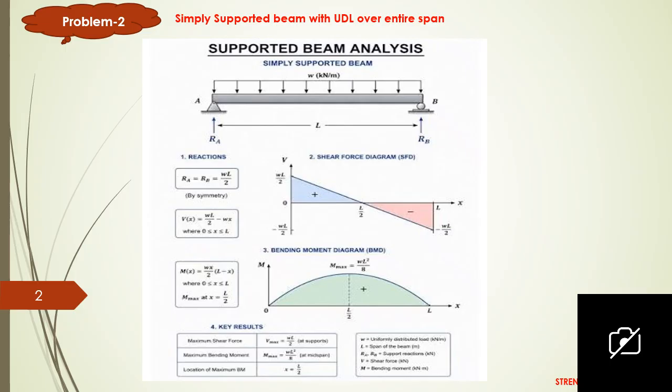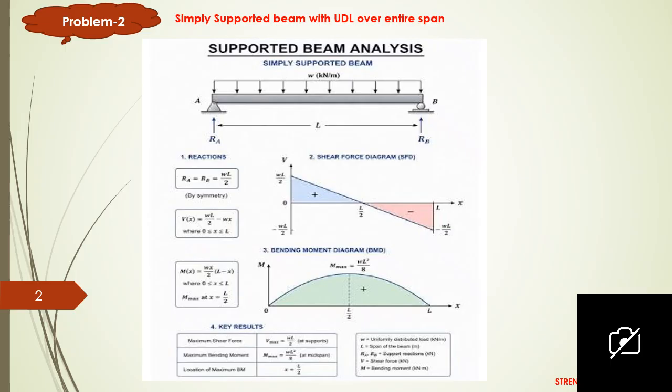So here the total load is W into L. It is acting in the center. So half of the load is transferred to one support. The half of load will be resisted by the other support, that is WL by 2, WL by 2. This is your support reaction. Both are same. You can see. And the shear force and bending moment diagram, these are things I have already explained in your class.